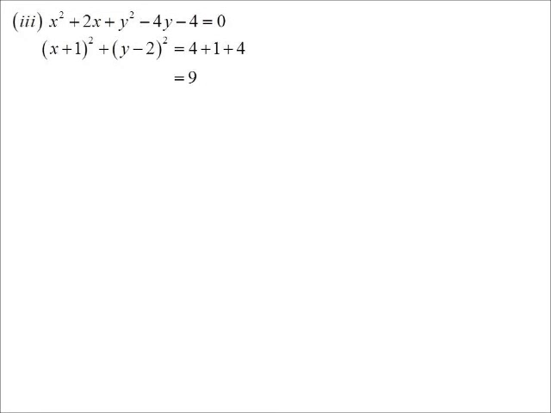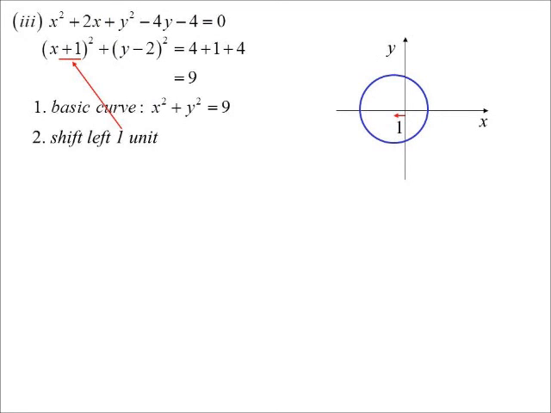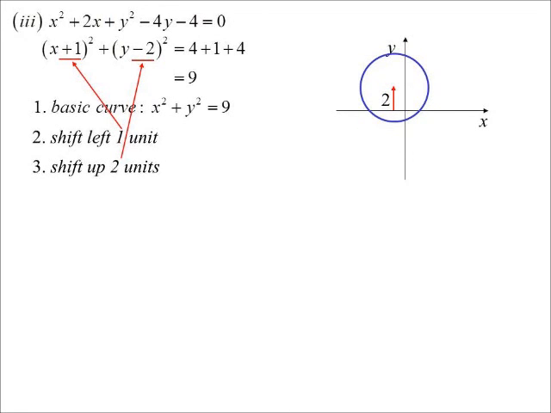Now, yes, I know we can look at that and hopefully just go, oh, right, circle, centre -1, 2, radius 3, but let's pretend we don't. The basic curve is x squared plus y squared equals 9, so I've got my basic circle of radius 3. It's grouped with the x, so shifted left 1 unit. And then grouped with the y, so remember what makes it equal to 0? It's shifted up 2 units. So my centre has moved from 0, 0 to -1, 2. Technically I should have written in the length of my radius there and I didn't.